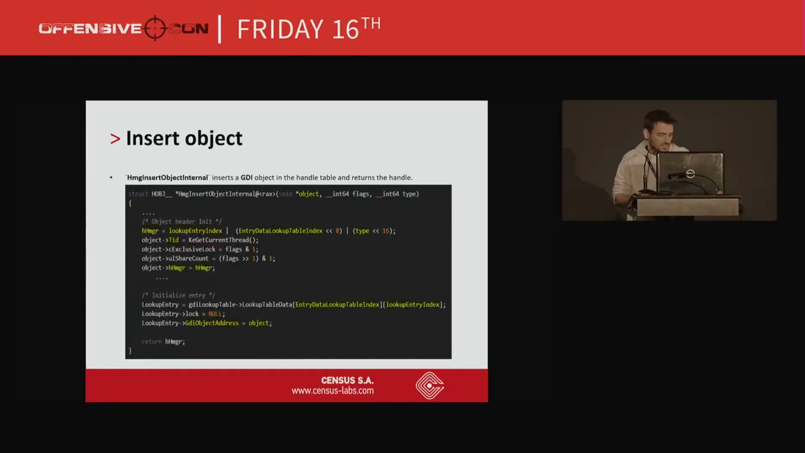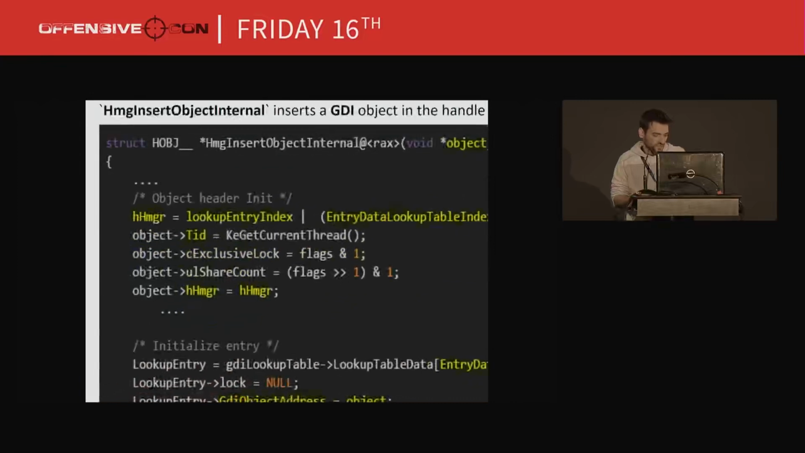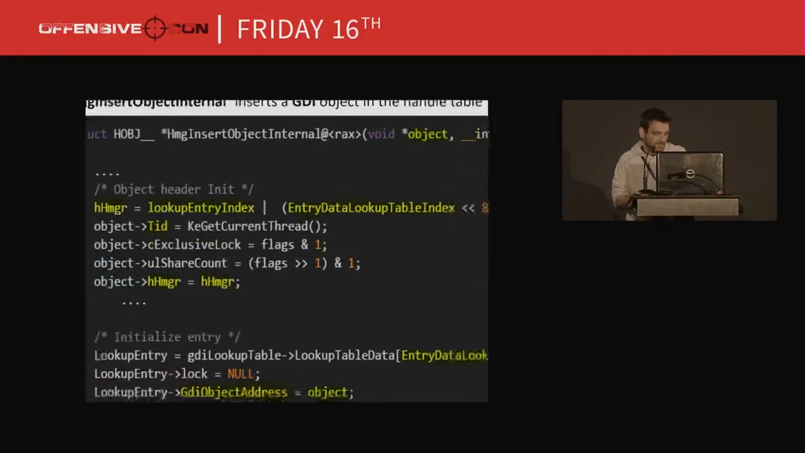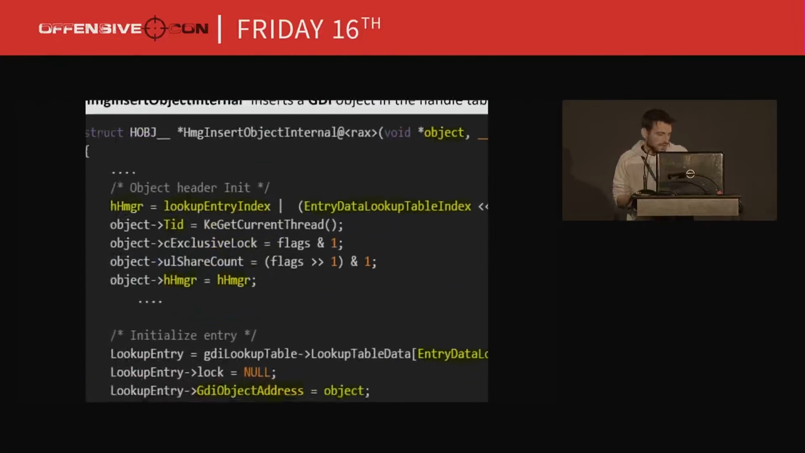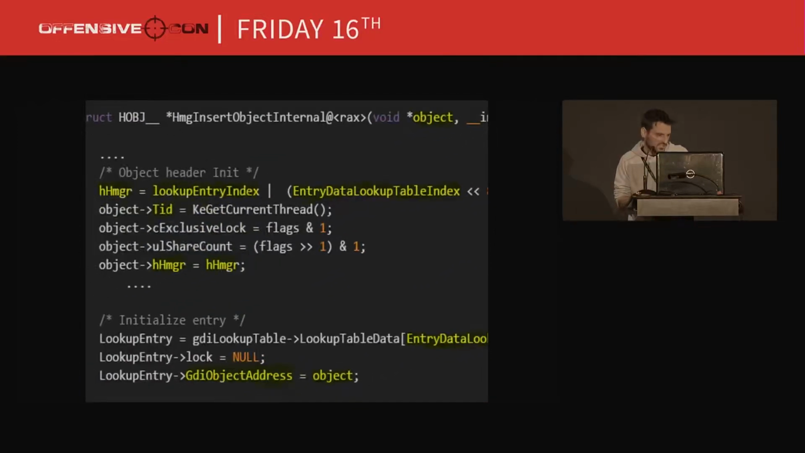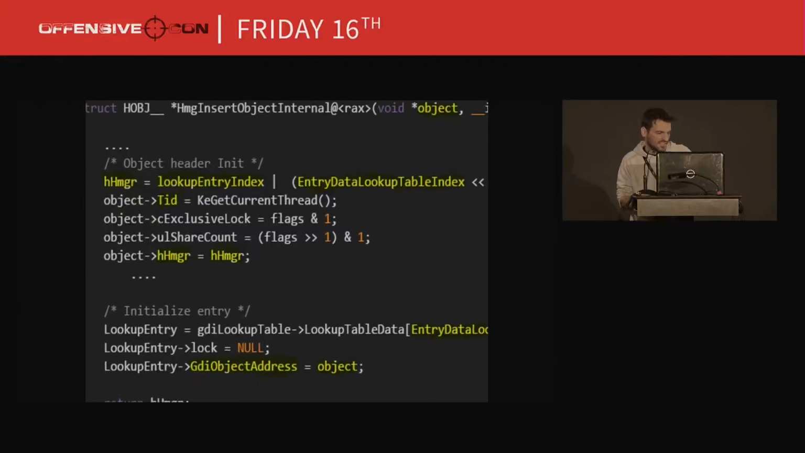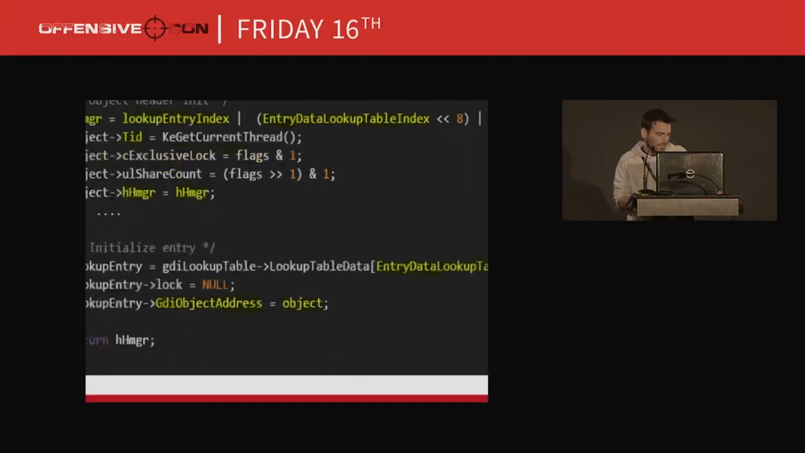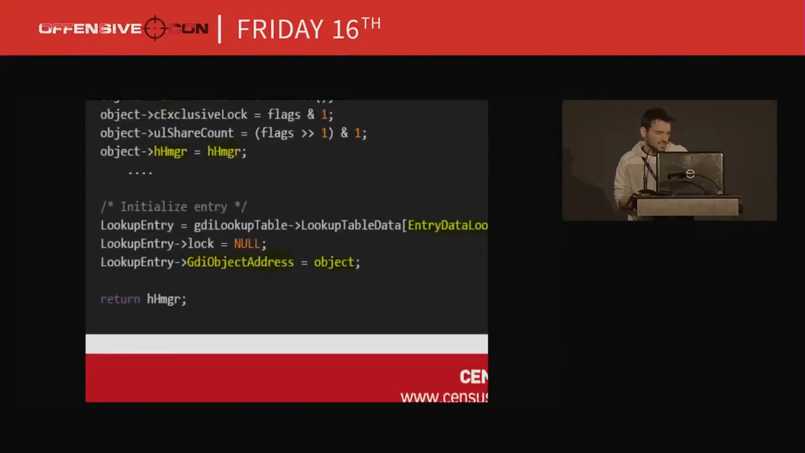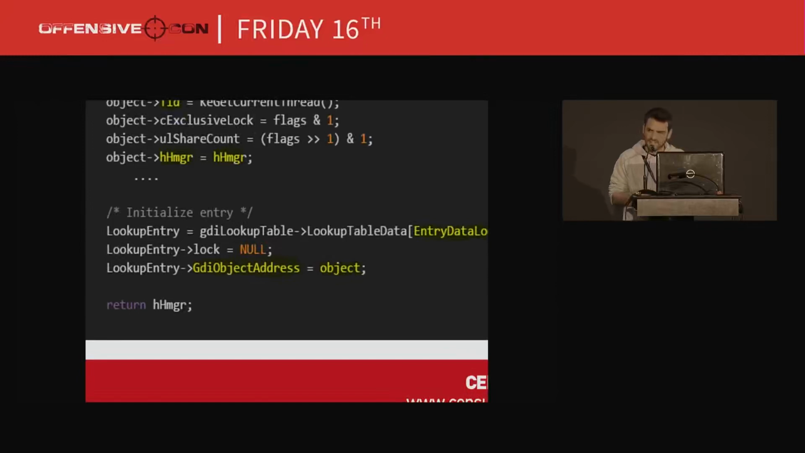So the GDI handle manager uses InsertObjectInternal in order to insert an object into that table that I've shown you. And here are some interesting actions that that function does. The first one is the initialization of the object header, as you can see the TID and the handle manager. And the other one is the initialization of the lookup entry. So it initializes the lock with the value 0 and the GDI object address with the address of the newly created object.